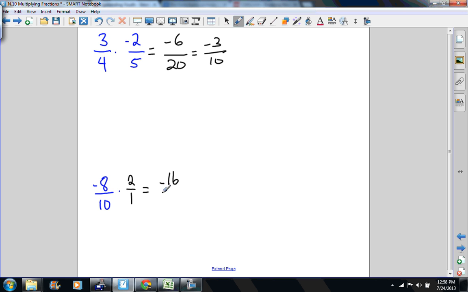Negative 16 over 10 becomes negative 8 over 5. You could be done there. If you wanted a mixed number, it would be negative 1 3/5.